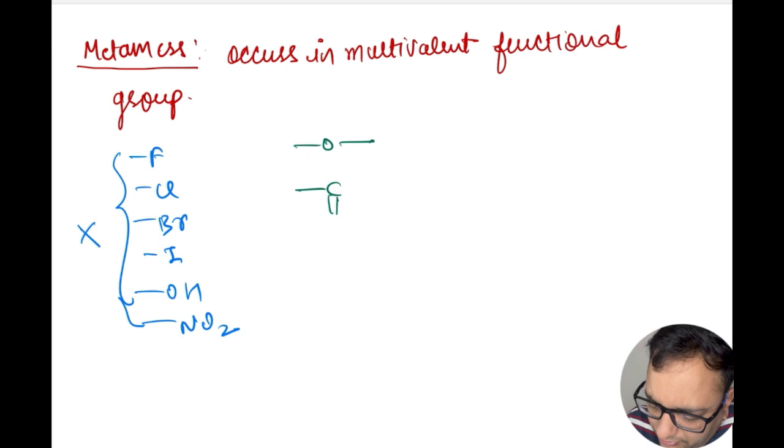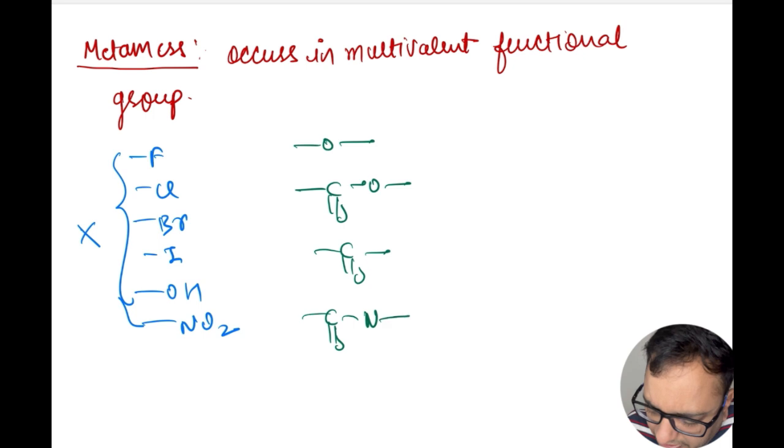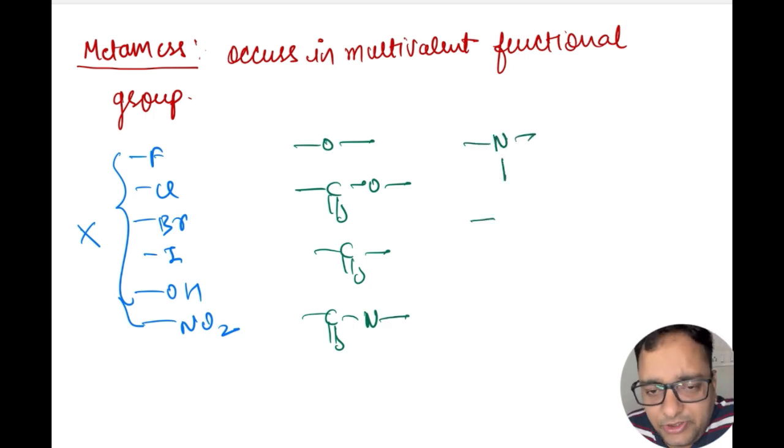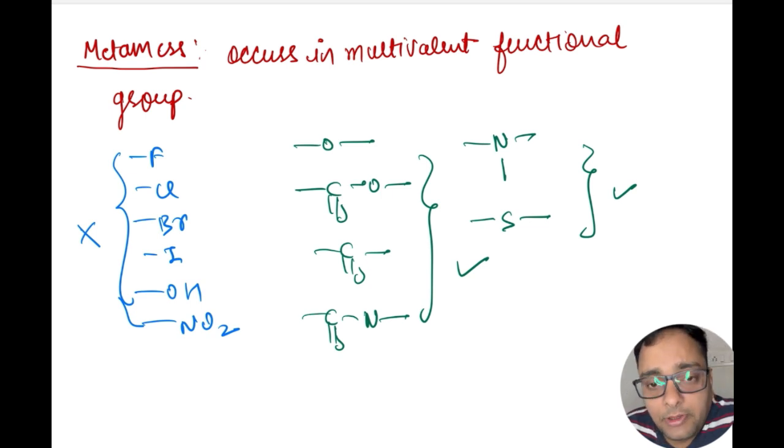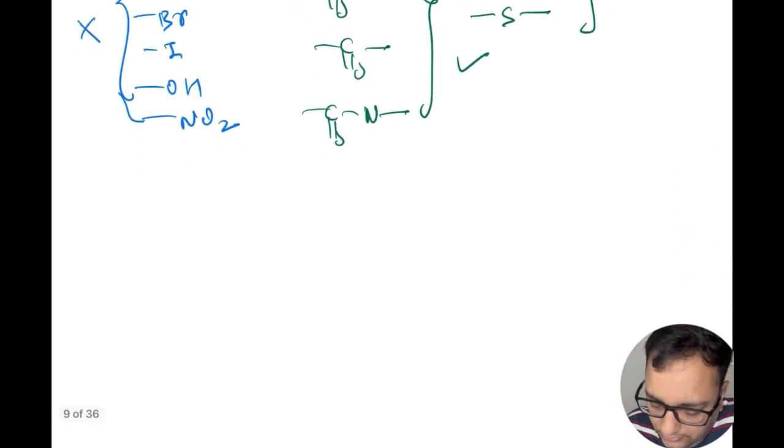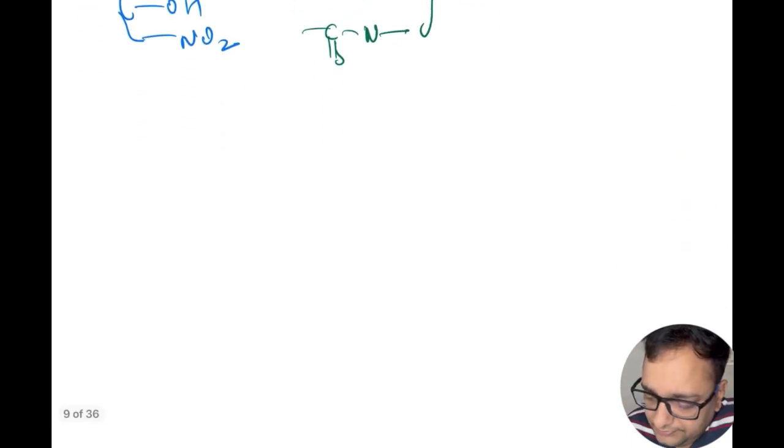So what is a multivalent functional group? We have ether, ester, ketone, amide, 3 degree and 2 degree amines, and thioether. So these all are multivalent functional groups. In these multivalent functional groups, if the molecular formula is the same, then the number of carbons before and after the multivalent functional group could be changed. Let's look at an example of what I am trying to say.